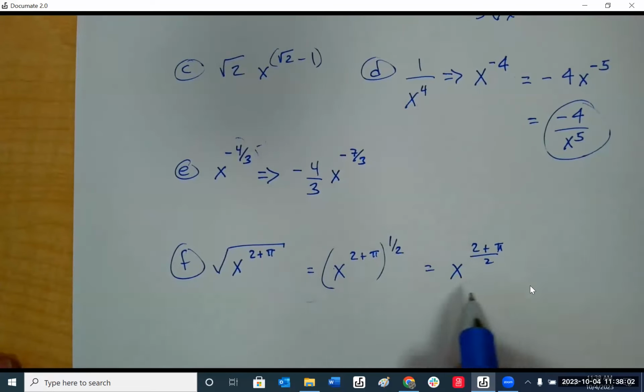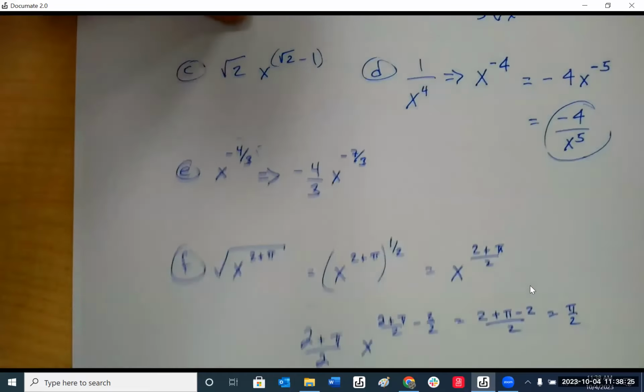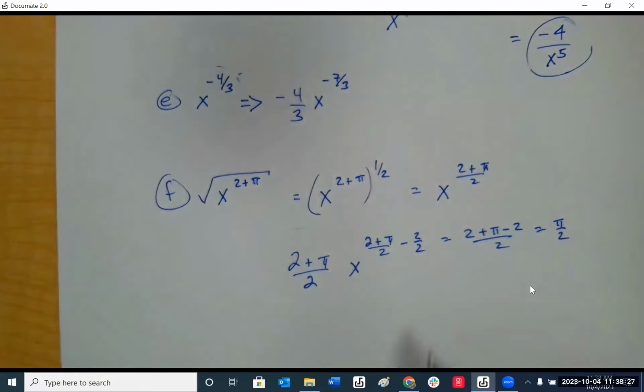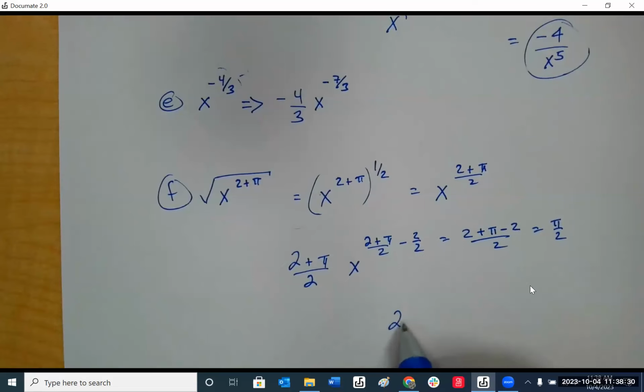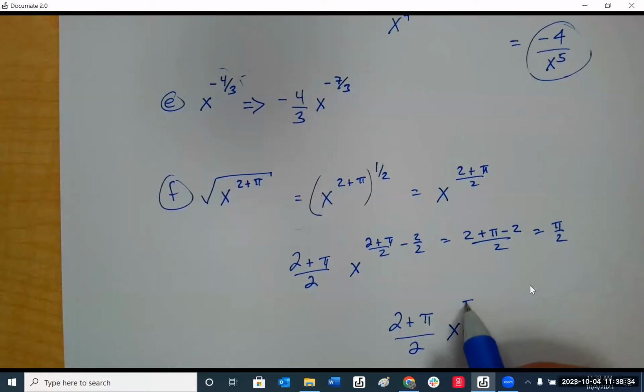So the derivative of this is 2 plus pi over 2, x to the power 2 plus pi over 2 minus 1. You could do 2 over 2, which becomes 2 plus pi minus 2 over 2, which makes it pi over 2. So the answer is 2 plus pi over 2, x to the pi over 2.